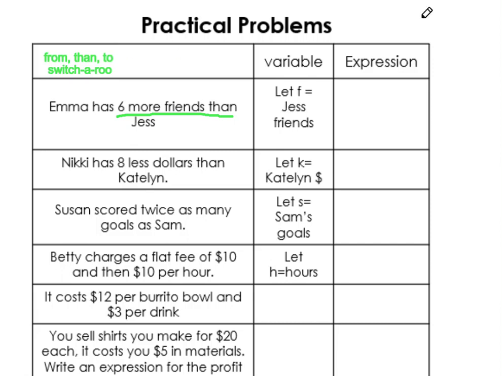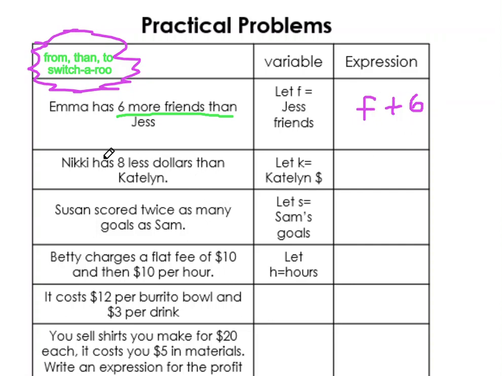I always remembered it like this: from, then, to, switcheroo. So if you ever see these words, from, then, or to, that means whatever comes before that word is going to get moved to the end. Right, so I see I have 6 more friends than. 6 more than means that plus 6 is going to go at the end. Right? And then it says 6 more friends than Jess. So then Jess had F amount of friends. We don't know how many friends she had, but we know that Emma had 6 more friends than her. So it'd be F plus 6.